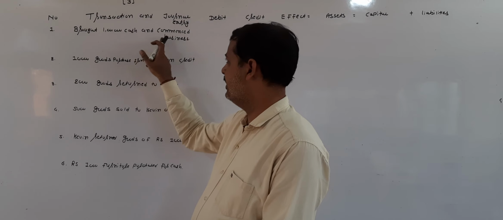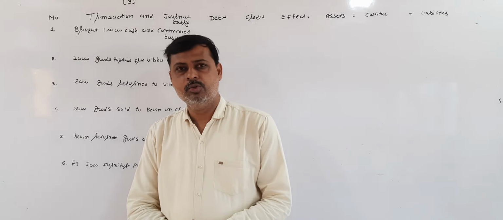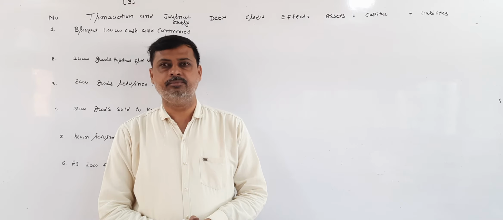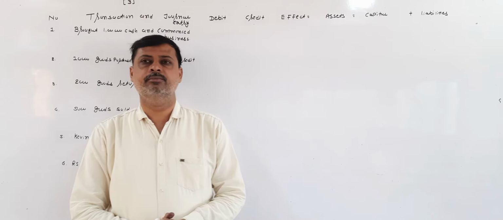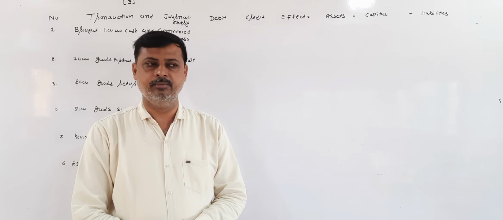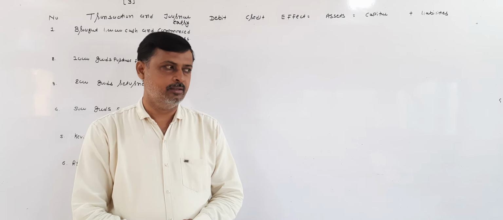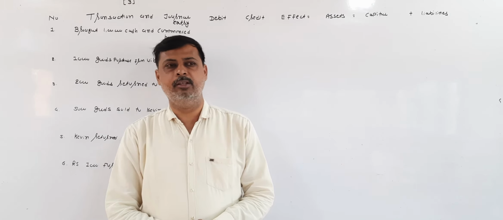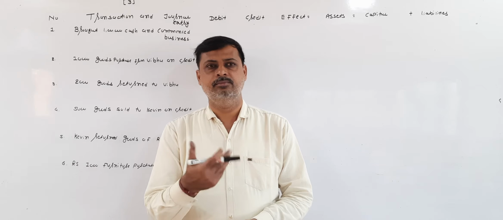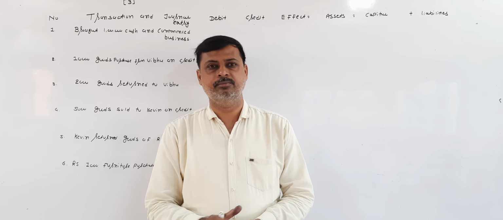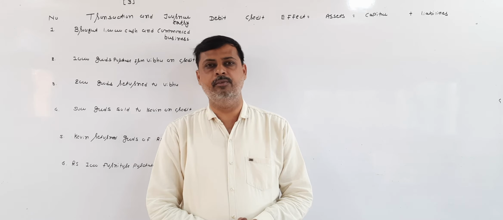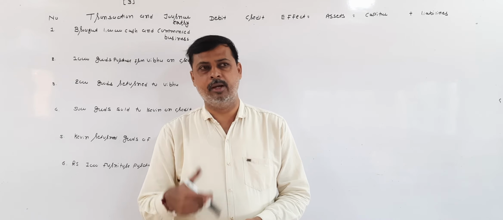Brought 1 lakh cash into the business. So the owner brought 1 lakh cash into the business. So cash comes in. Cash account effect. As per the rules of real account, debit what comes in. So cash comes in, so cash account debit 1 lakh. And an investment made by the owner to start a business is called capital. So here the owner is the giver. Capital account effect. And as per the rules of personal account, credit the giver. So the owner is the giver, so capital account credit.